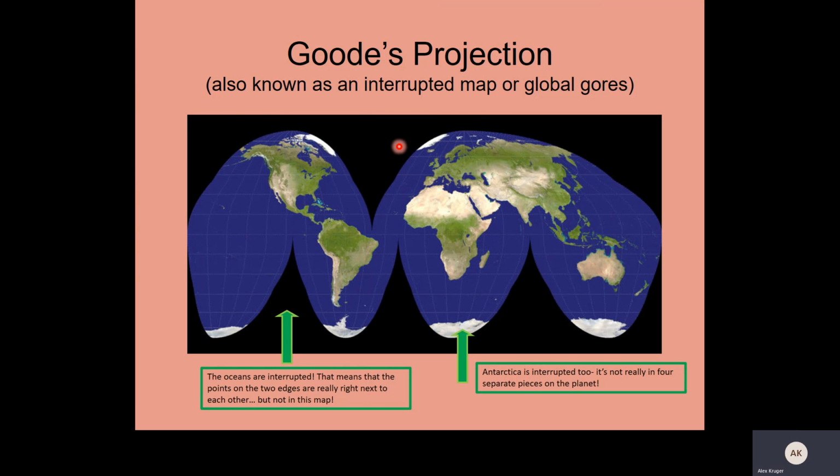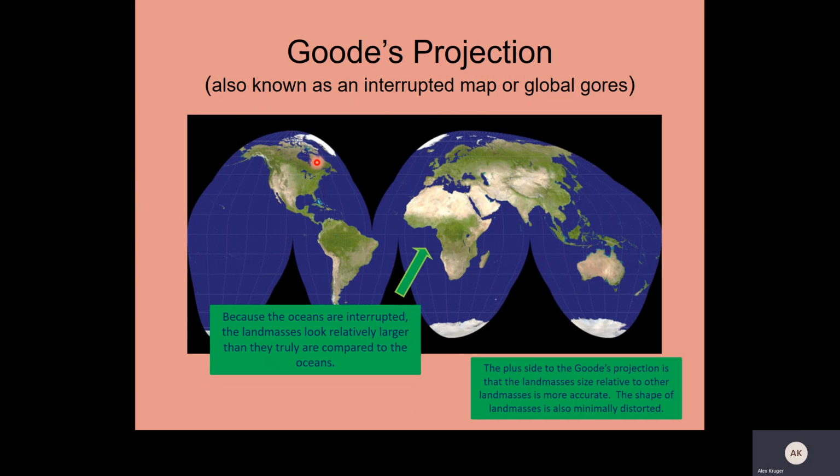Here is one of the projections you're going to need to talk about. It is Goode's projection. It is also known as the interrupted map. This is that weird looking one. It is not called Goode's map because it's a good map. It's because the guy who invented it was named Goode. So as you can see, oceans are interrupted and Antarctica's interrupted, but the land masses look good. So that's Goode's projection.